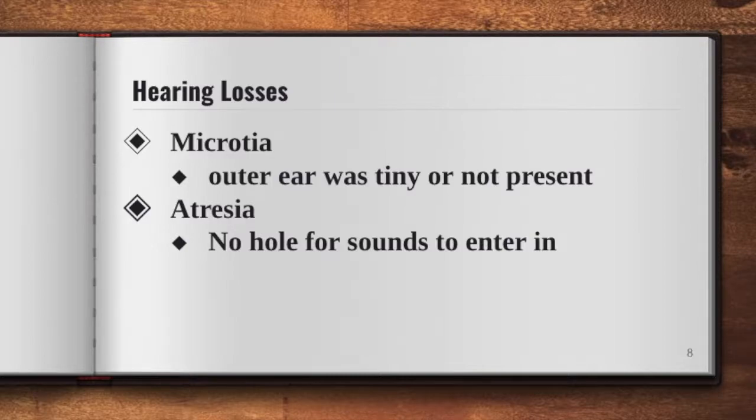There are many types of hearing losses that can be diagnosed. The two important ones that I want you to know are microtia and atresia. Microtia is where the outer ear was not fully formed or not present at birth. Atresia is where there are no holes for sounds to enter in.